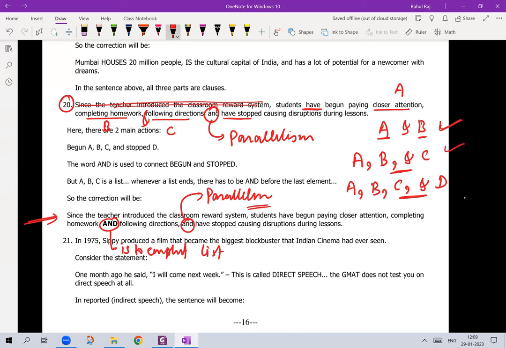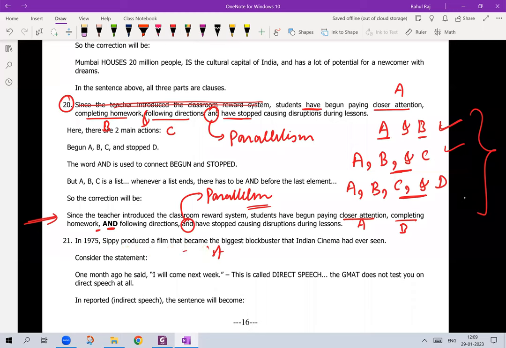That's important. GMAT will not test you on syntax and all, but there are some mocks, if you give those of Manhattan and all, where these are the things that are tested sometimes, for sure. And you should know this. It's the correct structure of writing. So it's not about being tested or not tested. You should know. So when you say students have begun paying closer attention, see it. Students have begun paying closer attention, this is A, comma, completing homework, this is B, and there is a comma, and then there is an "and", following direction. Is that very clear? Any doubt? I hope it's clear.